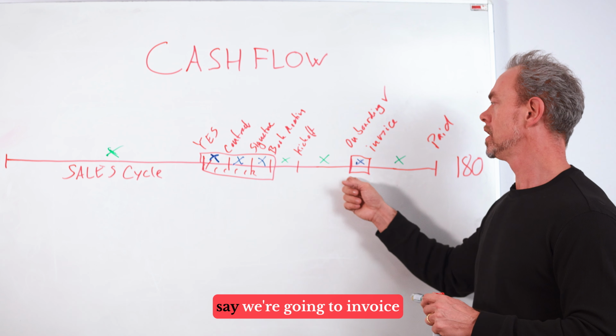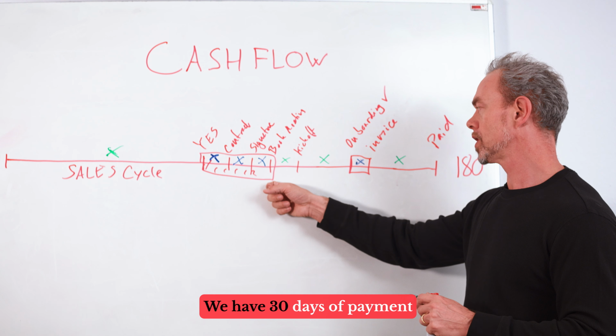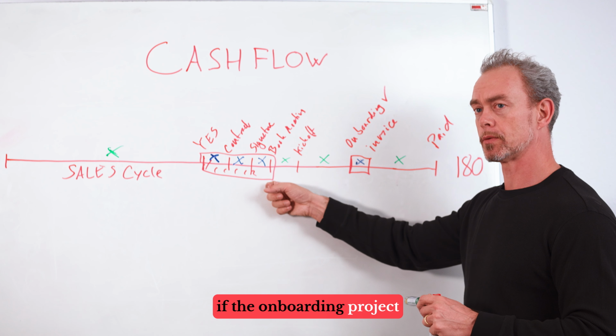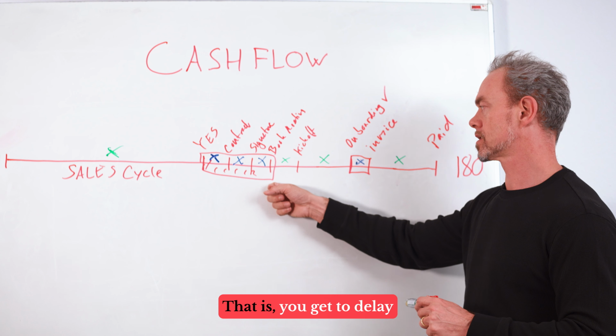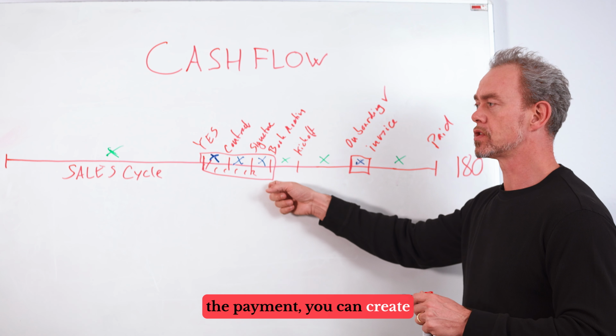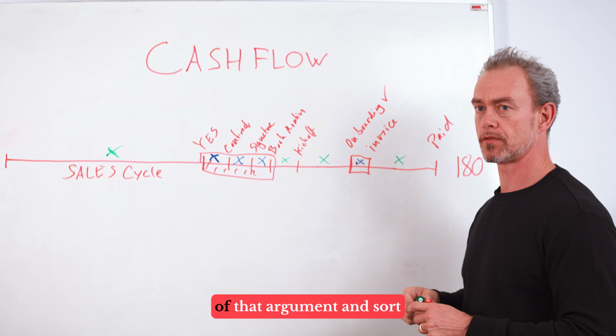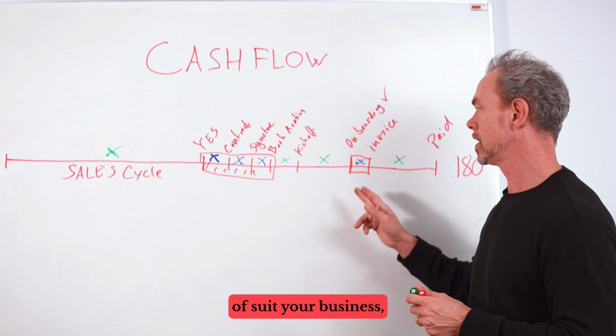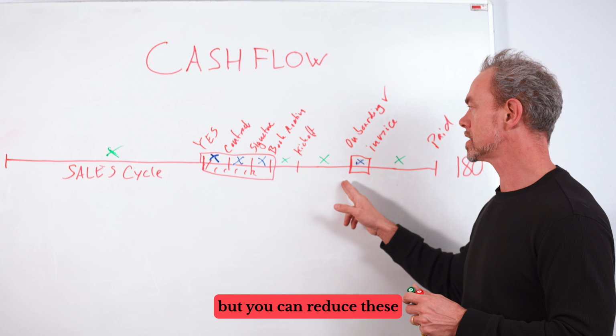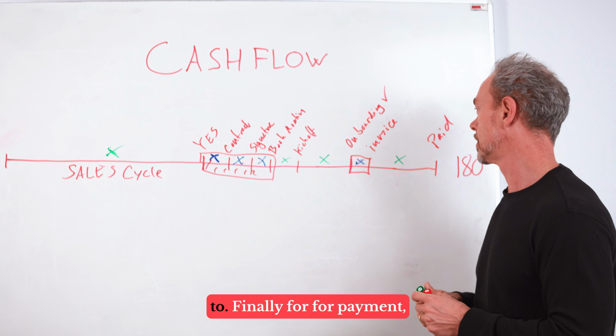Or maybe we're going to say, we're going to invoice you here. We have 30 days of payment. If the onboarding project is delayed, that is, you get to delay the payment. You can create a different sort of version of that argument that sort of suits your business. But you can reduce these significantly if you want to.